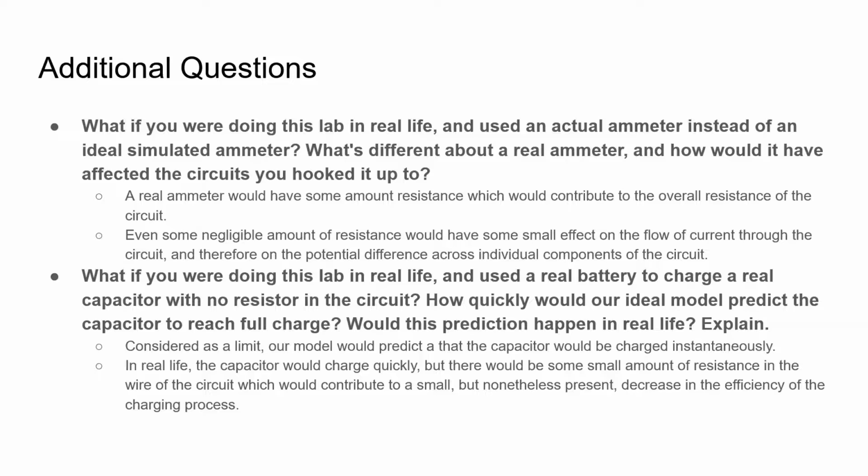First of all, if we had 0 resistance in our circuit, then we would have an undefined value by our equation. Considering it as a limit, we would see that we would be approaching an infinite value, and so our model would predict that a capacitor would be charged instantaneously. In real life, the capacitor would charge very quickly, but there would be some amount of resistance in the wire of the circuit that would contribute a small, but nonetheless present, decrease in the efficiency of the charging process.